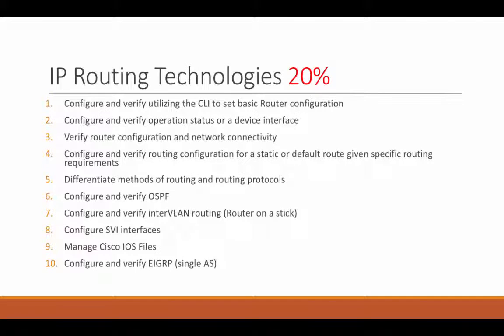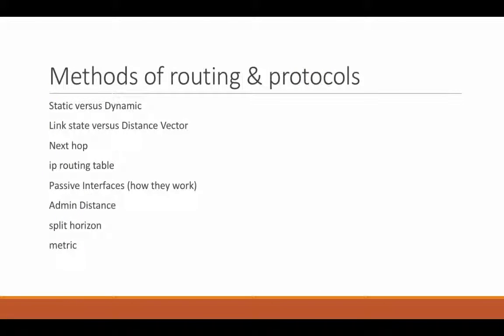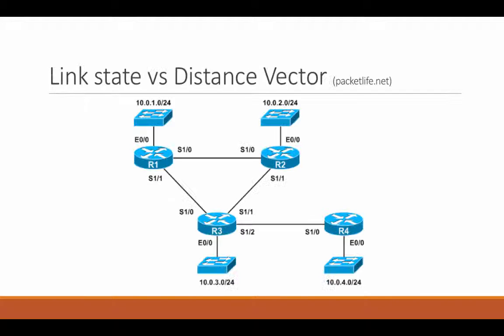We're still on chapter 4, which is the IP routing technologies. We're going to have a look at some of these things here. Mainly, I think we're looking at link state versus distance vector and some next hop.